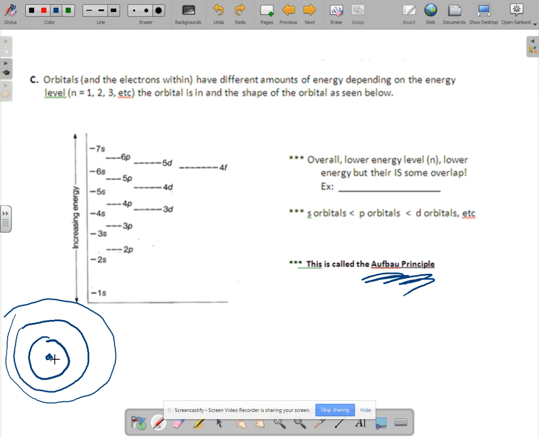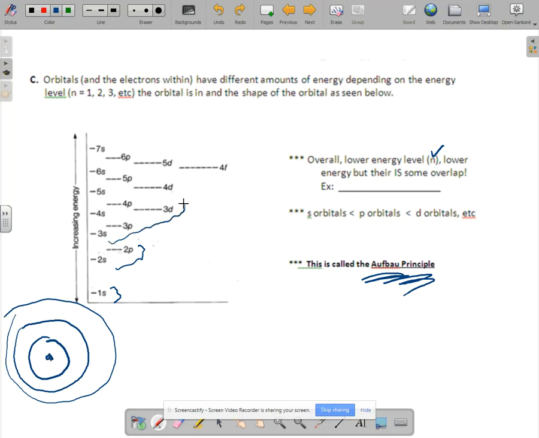Anything that's in the first energy level is lower energy than anything in the second energy level, and then the third energy level. But there is some overlap, so we're going to see where that happens. So overall, lower energy level N means lower energy, but there is some overlap. So here's the first energy level. Here's the second energy level. So that would be in the second ring, that there's a 2s sublevel and a 2p sublevel in the second energy level. Okay, so then you come to the third.